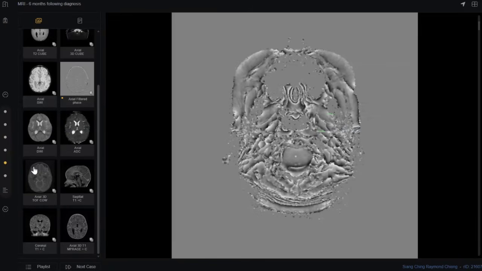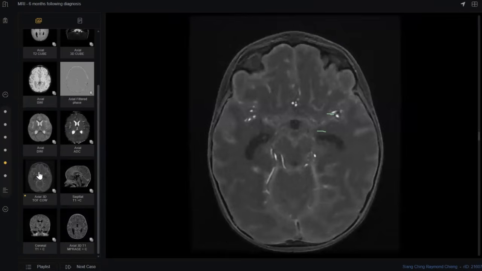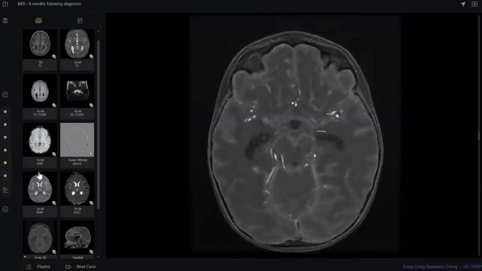Posterior fossa tumors. Yes, sir. Which posterior fossa tumor? Like ependymoma, medulloblastoma, and also pineal gland tumors. The examiner gives the candidate diffusion.